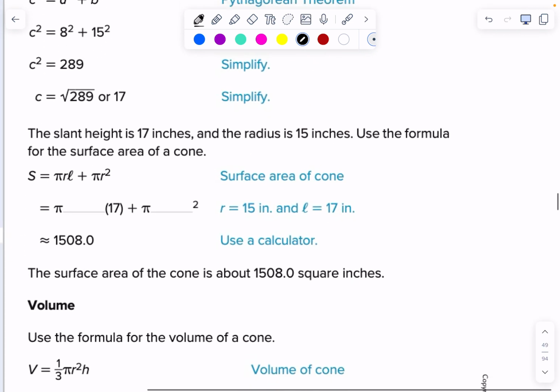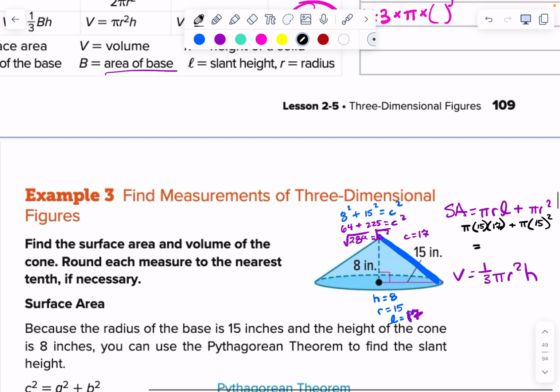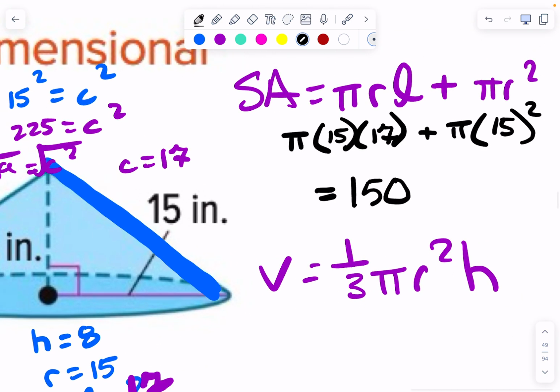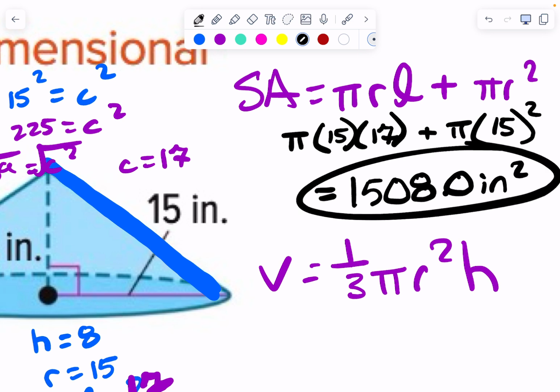I got in the thousands. Yeah. I got 1508.0 inches squared. I got 1507.96. Okay, but the 6 is going to round the 9 up to 1508. 1508.0. Yeah. Okay, good?